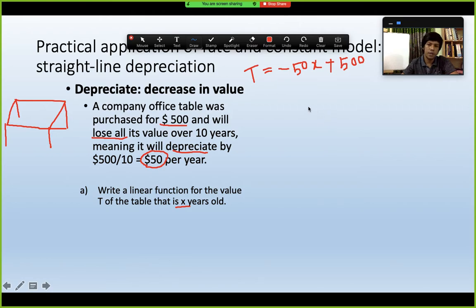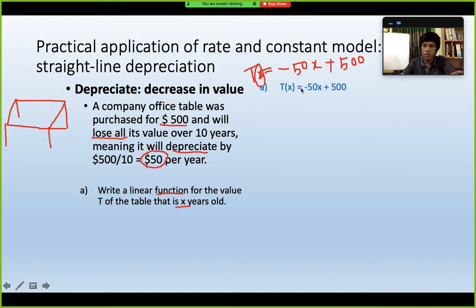Okay, this is the starting. So this is our model. Okay, this is the functions. Oh, linear functions. So this is linear functions. To make it a function, what we have to do is write here x, t of x. Then it is a linear function. Okay. But we have this written here: t of x equals minus 50x plus 500. This is the linear model.